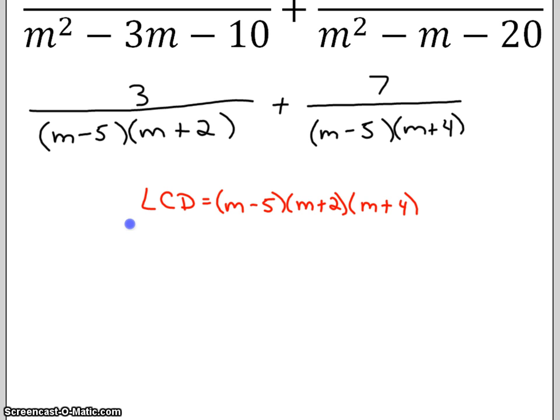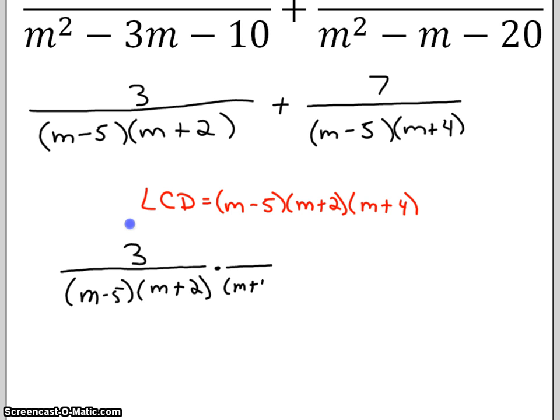Now I'm just going to rewrite this first fraction: 3 over m minus 5 times m plus 2. And we say, okay, of the three factors in our least common denominator, which one is this missing? This is missing the m plus 4. So I need to multiply the denominator by m plus 4 in order to get that least common denominator. But remember, with a fraction, you can't just multiply the denominator by something. You have to also multiply the numerator by that.